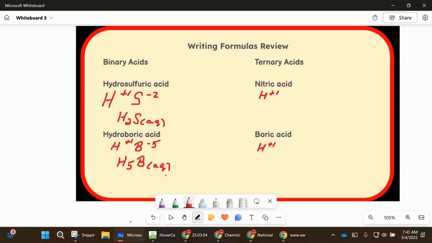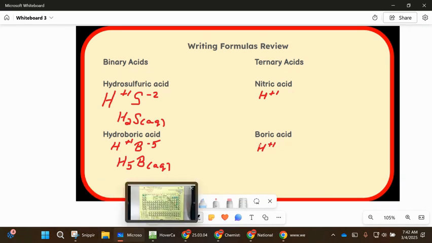So we have nitric acid. The IC is replacing the ATE ending. So you tell me what polyatomic is involved in nitric acid. Nitrate. Nitrate has a formula of NO3 and a charge of -1. So I'm going to write the NO3. I'm going to put a charge of -1. Now, what do you know about a +1 and a -1? They cancel. So you don't technically have to do the crisscross method because all you're crisscrossing is ones.